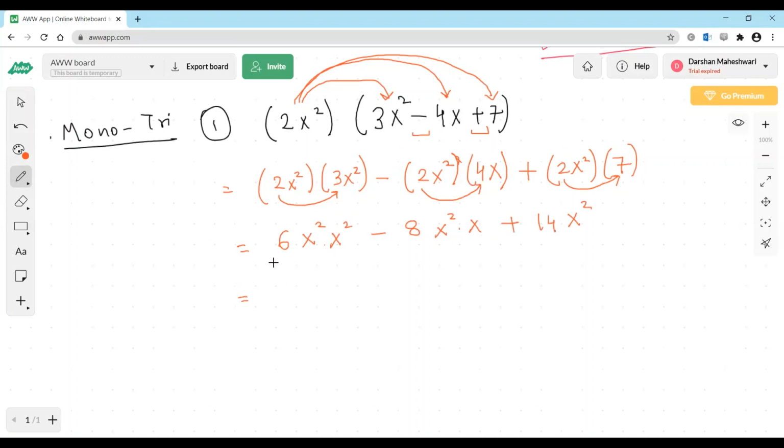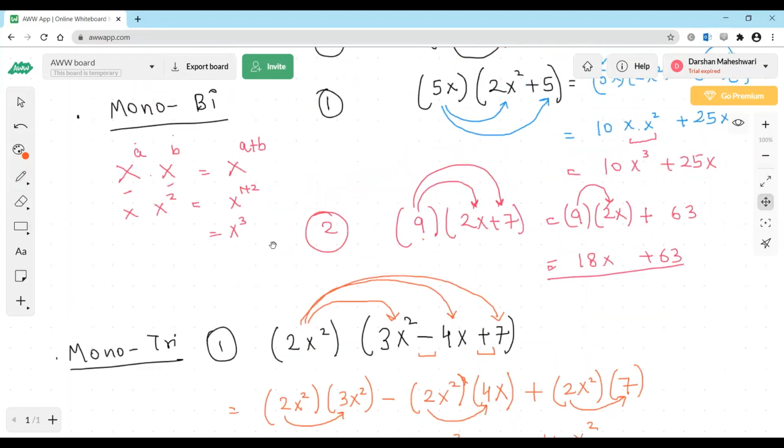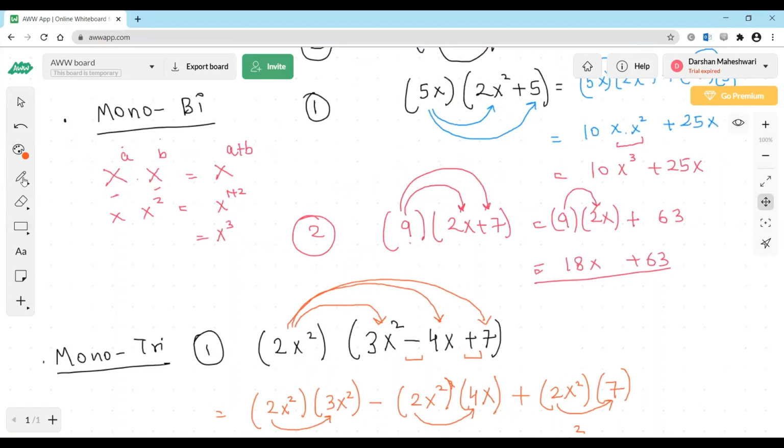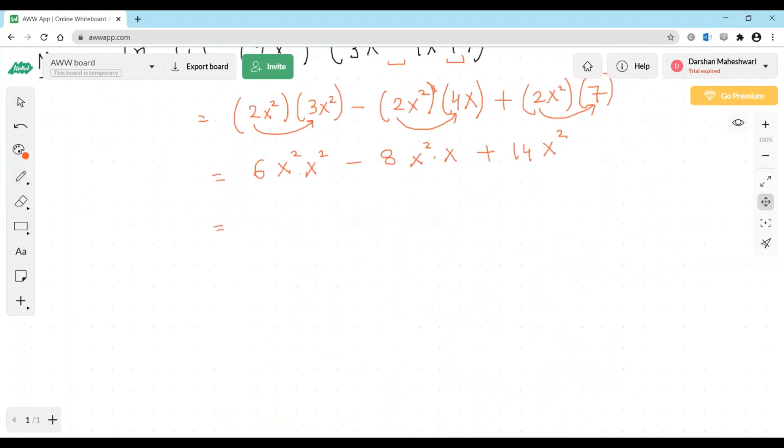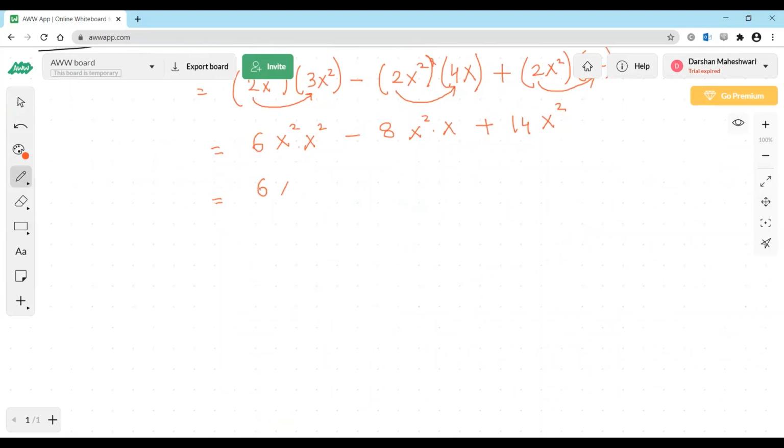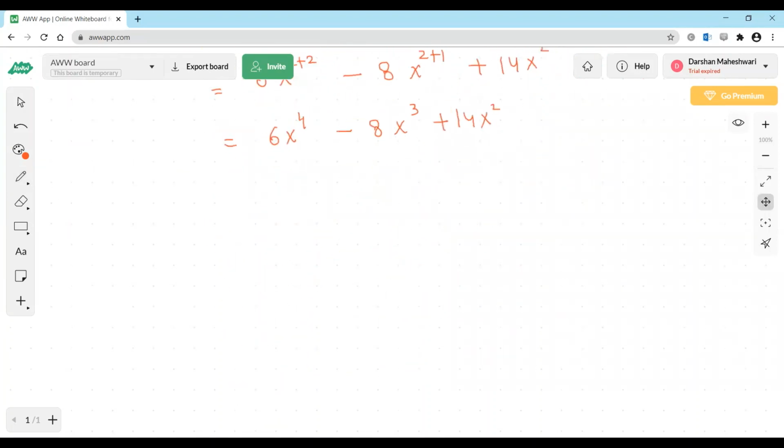Now, just like the rule which we just studied above, whenever we have variables in multiplication and there are powers, then the powers actually add. So let's apply the same rule over here. So we have 6x raised to the power 2 plus 2, minus 8x raised to the power 2 plus 1, plus 14x square as it is. So here we have 6x raised to the power 4 minus 8x cube plus 14x square. So this is the required solution.